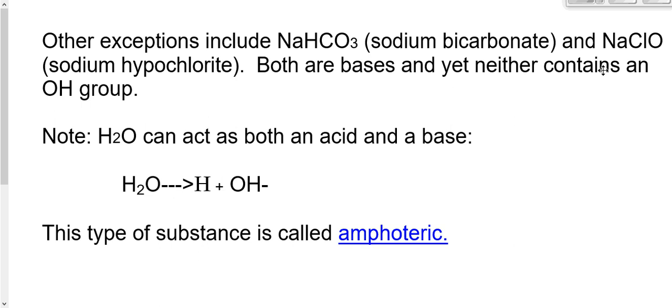And then we've got something like water. Water is composed of a hydrogen attached to a hydroxide. Water can be both an acid and a base. Any substance that can be both an acid and a base is referred to as being amphoteric.